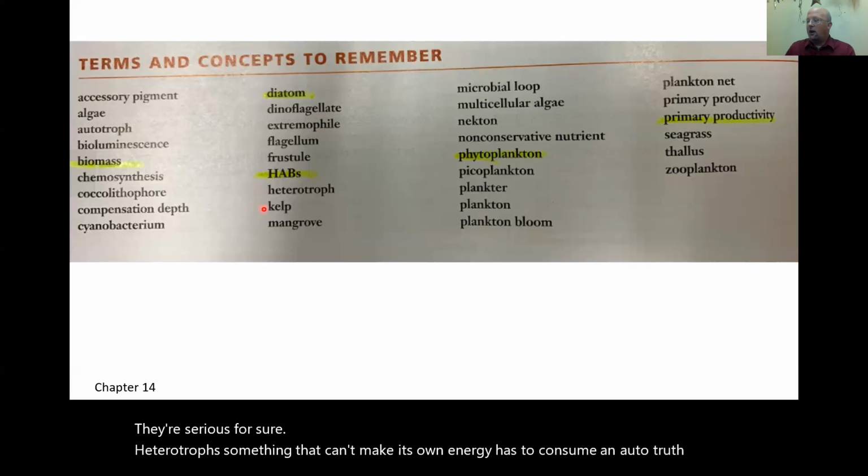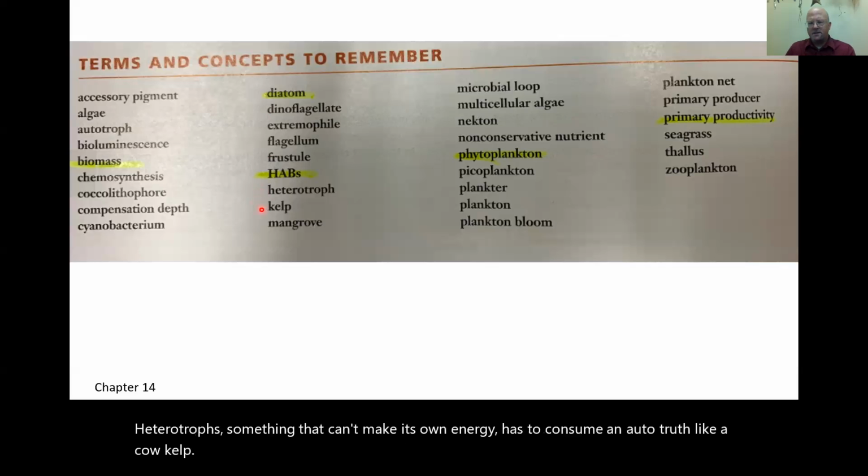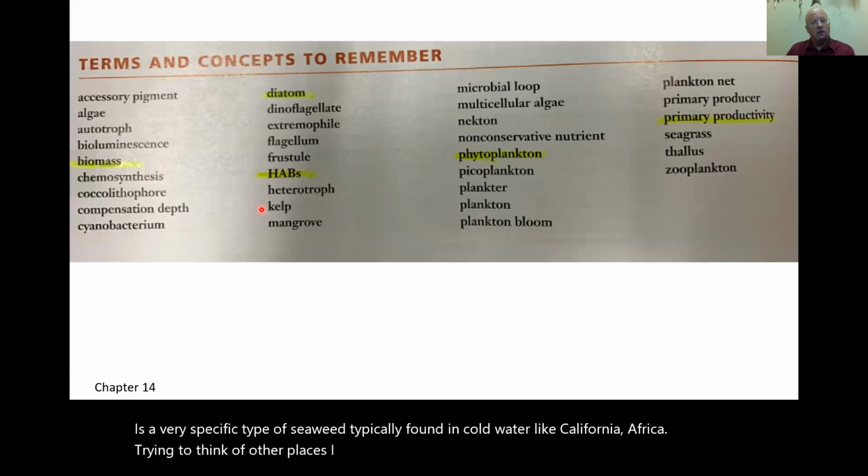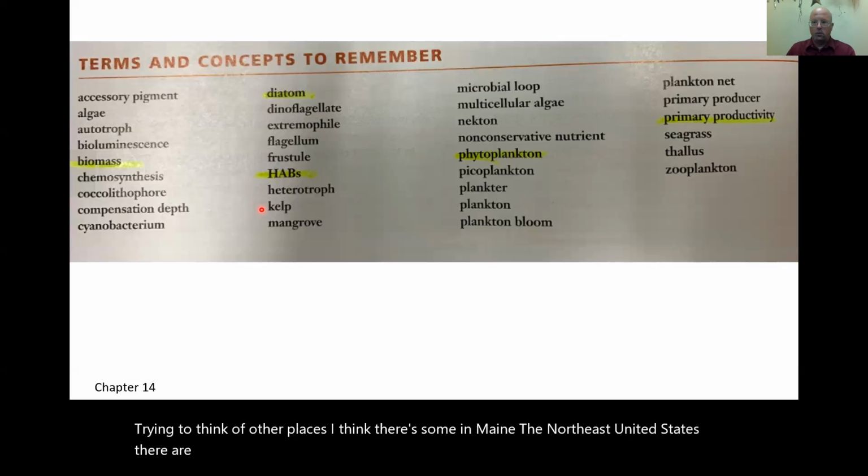Kelp is a very specific type of seaweed, typically found in cold water, like California, Africa. I'm trying to think of other places. I think there's some in Maine, the Northeast United States. They're a very specific type of seaweed that lives in the ocean.